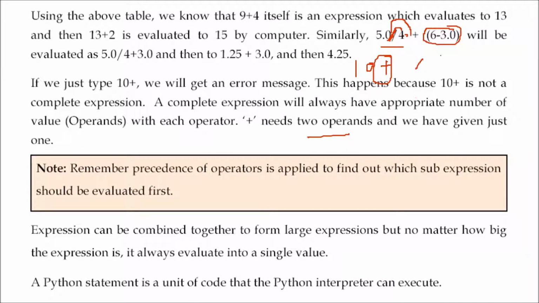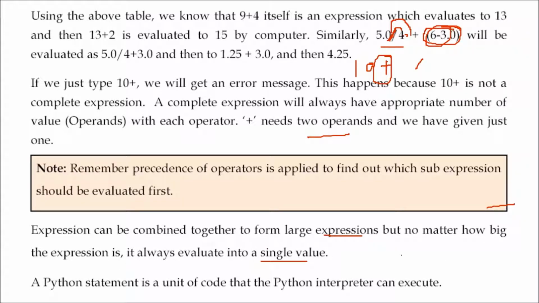Always remember that this sub expression is important. If it is in parenthesis, then even if you have the precedence, the things which are inside the parenthesis will be done first. So expressions can be combined together. You can have a large expression. It is up to you, but it will always give you a single value. It will always evaluate into a single value.